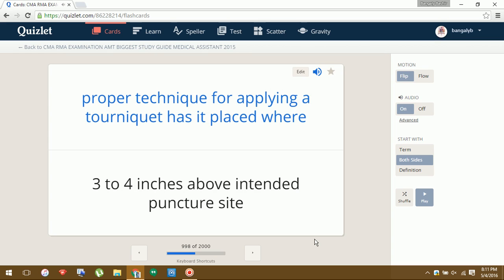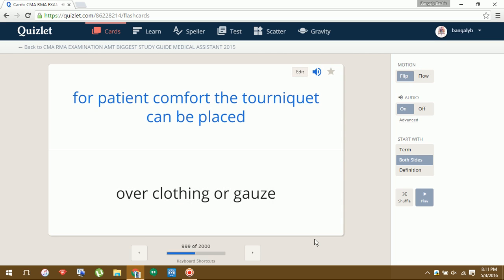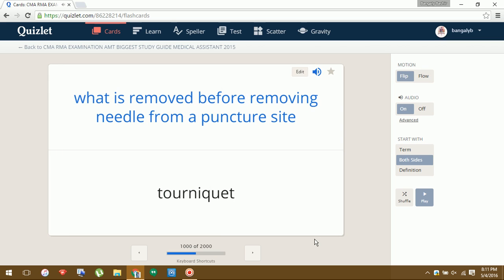Proper technique for applying a tourniquet has it placed where? 3 to 4 inches above intended puncture site. For patient comfort, the tourniquet can be placed over clothing or gauze. What is removed before removing needle from a puncture site? Tourniquet.